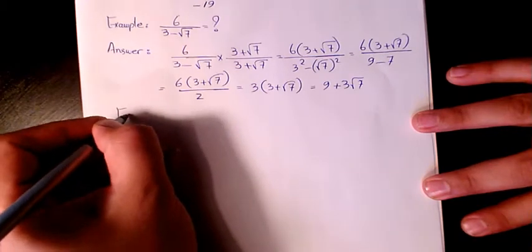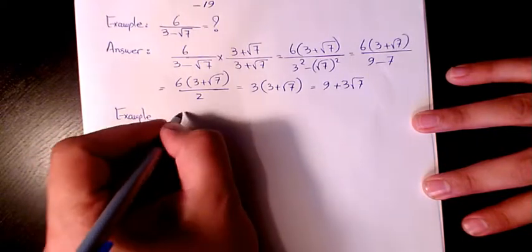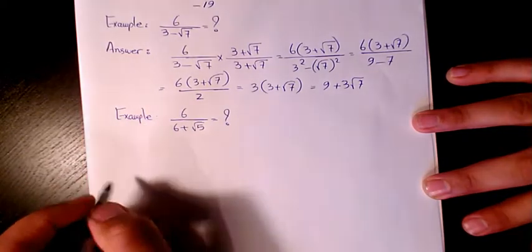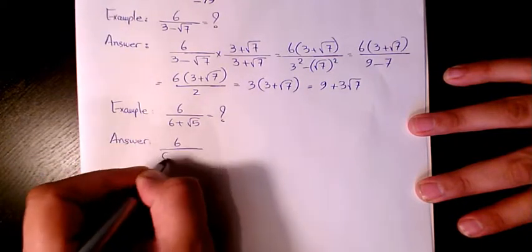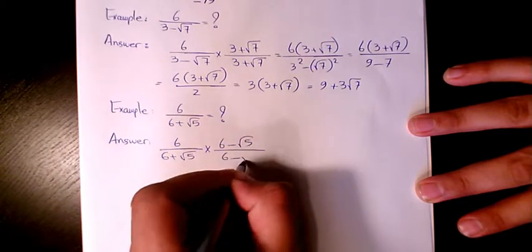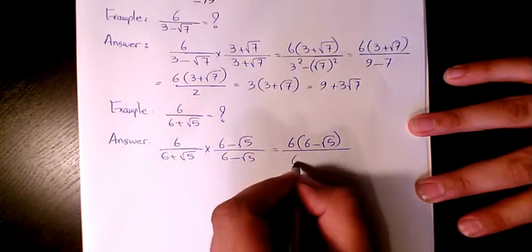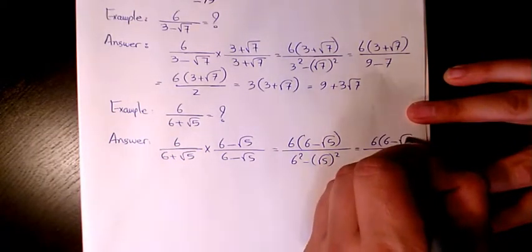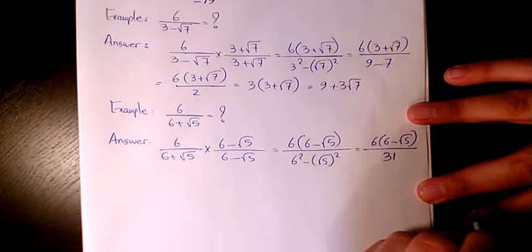Next example is 6 over 6 plus root 5. Answer is 6 over 6 plus root 5 times 6 minus root 5 divided by 6 minus root 5. That will be 6 times 6 minus root 5. And here we have 6 squared minus root 5 squared. That will be 36 minus 5, which is 31.